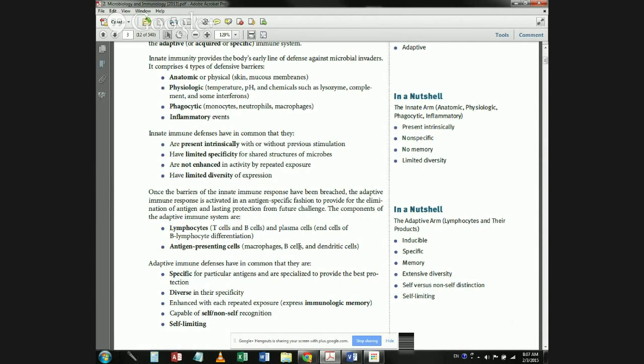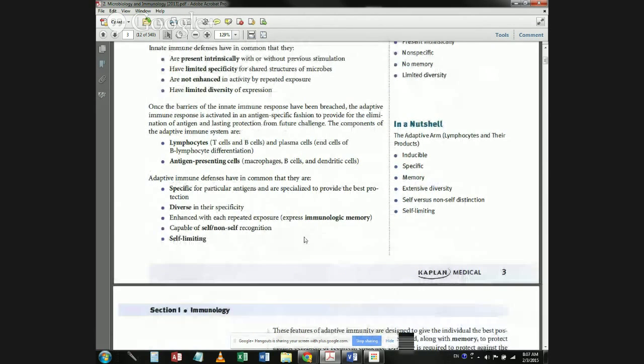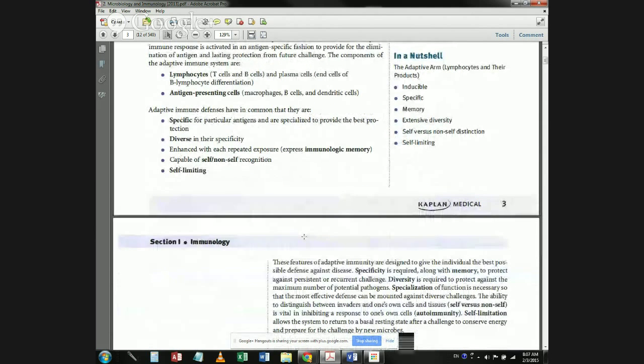Okay, so adaptive immune defenses have in common that they are specific, diverse, enhanced with each repeated exposure, and capable of self, non-self recognition and self-limiting. What does that mean? So we know that adaptive immune defenses are basically specific, obviously, because they're not just general. So they will be specific for particular antigens and are specialized to provide the best protection. Right. They are diverse in their specificity. For instance, they will have a specific receptor for a specific type of antigen of a specific variant of a microbe. Enhanced with each repeated exposure, expresses immunologic memory.